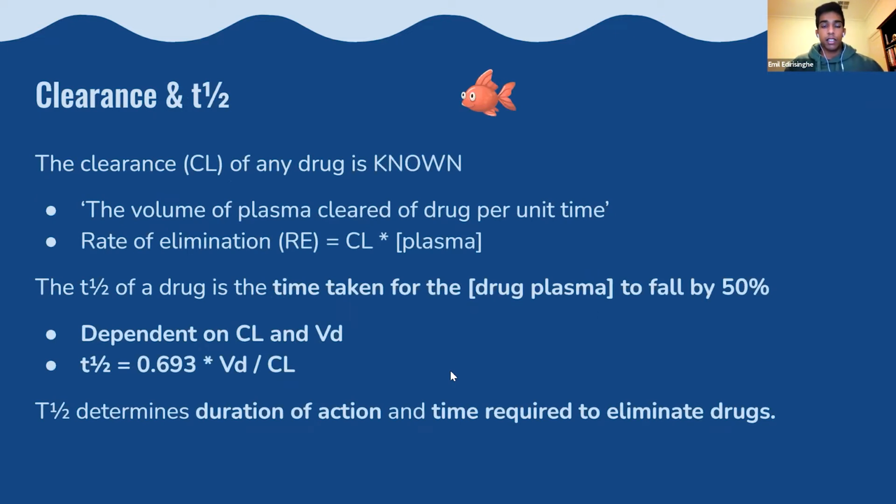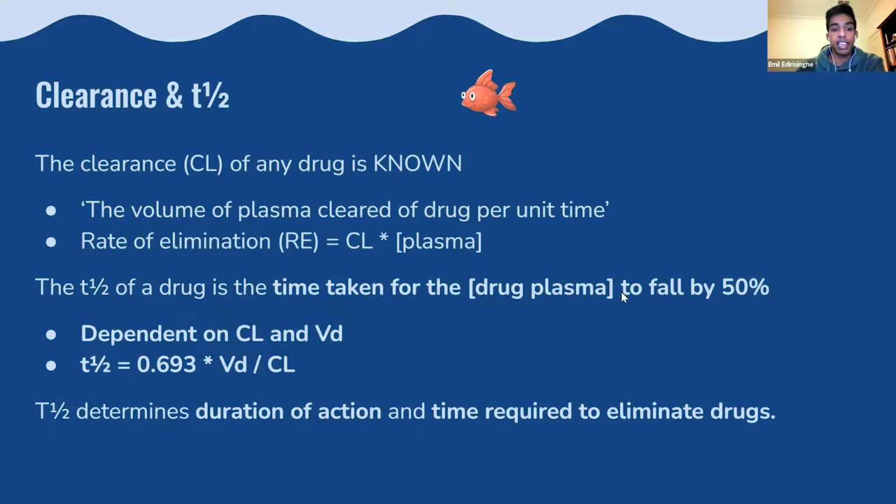So now that we've covered metabolism and also volume of distribution, we get to clearance and half-life. Just like volume of distribution, the clearance, which is the rate at which a drug is cleared from the plasma per unit of time, is known for all drugs. As a result, from the clearance of a drug, you can calculate the rate of elimination, which is the clearance multiplied by the plasma concentration. The other important concept here is that of half-life, which is the time taken for the drug plasma concentration to fall by 50%.